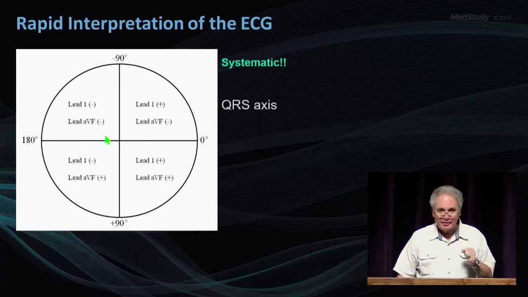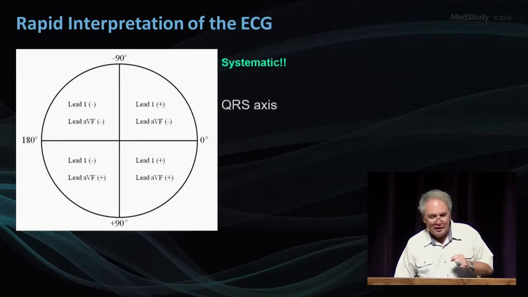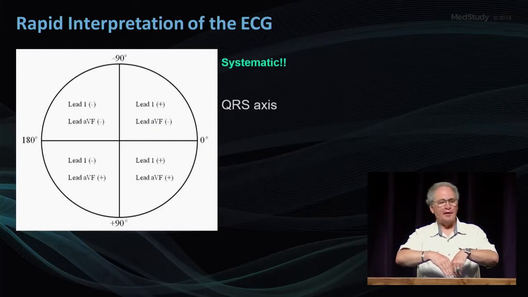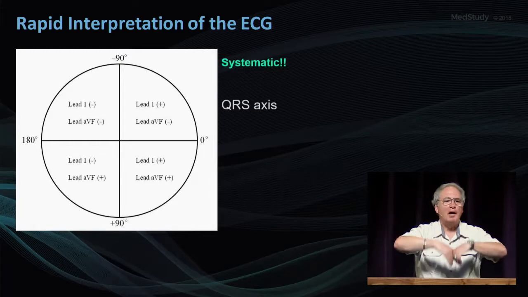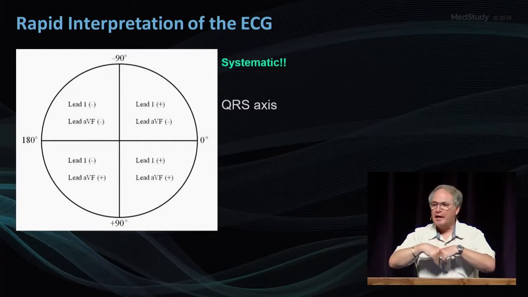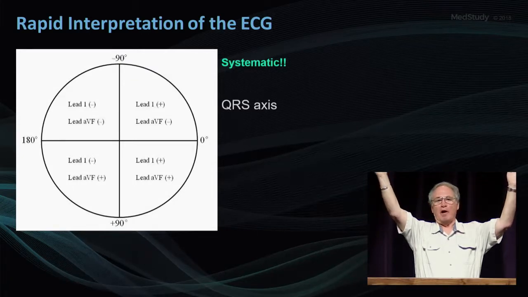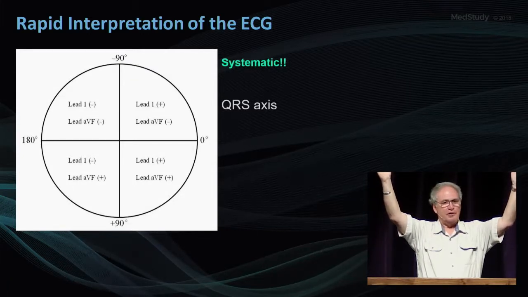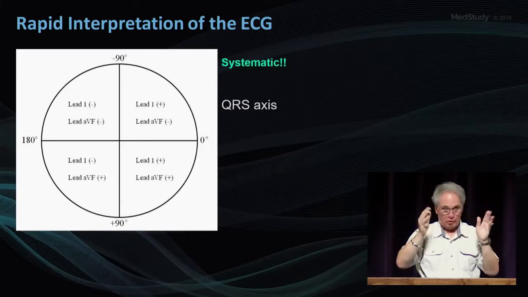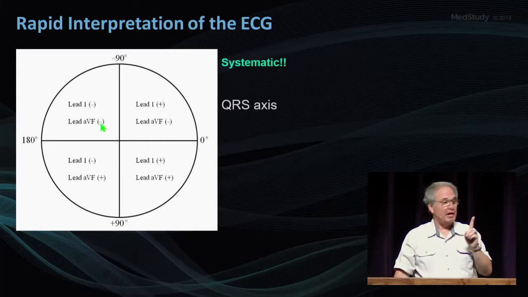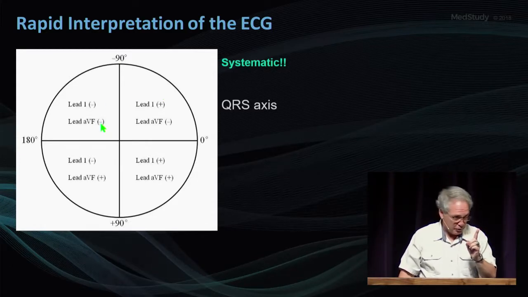In a significant axis deviation, all you need to look at to determine if there's an axis deviation of significance is AVF, the foot lead, because normal activity in a child, adolescent, adult, even a newborn should be positive in AVF. If you look at AVF and it's negative, it means the axis is up here somewhere. It's either a right or left axis deviation. So a simple way to determine whether there is an axis deviation or not: negative in AVF, axis deviation.